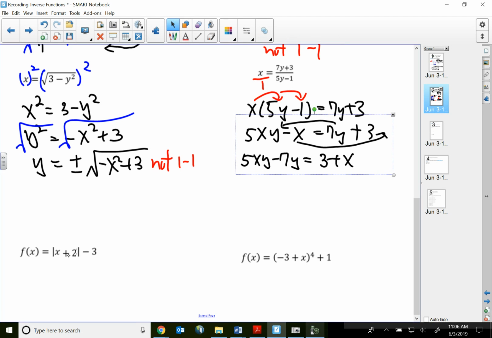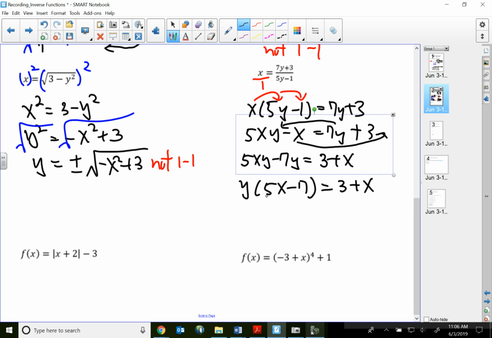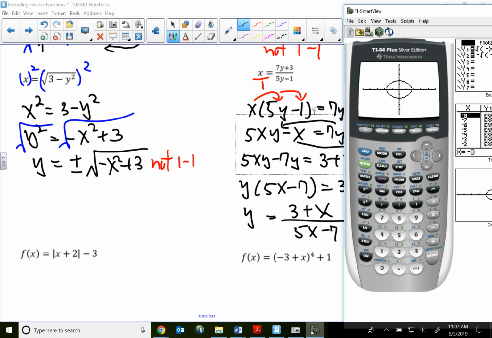All right, so since my y is trapped between two terms, the only thing I can do is factor out my y. So that will be y times 5x minus 7 equal to 3 plus x. So divide both sides by the coefficient 5x minus 7. All right, so this is actually a rational function. So let me graph my rational function, see if it's a 1-to-1. Parenthesis 3 plus x divided by parenthesis 5x minus 7.